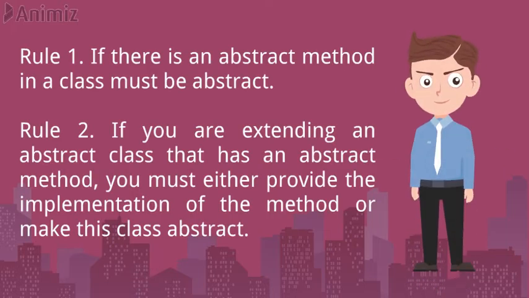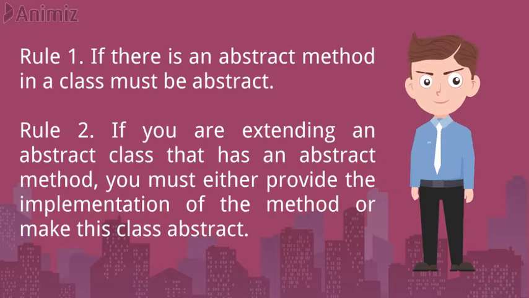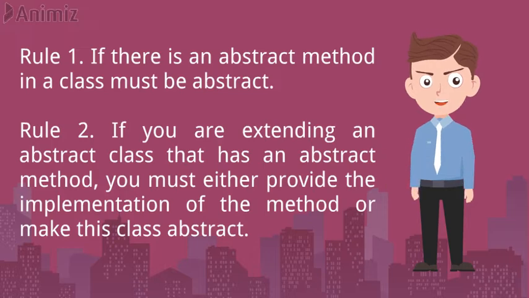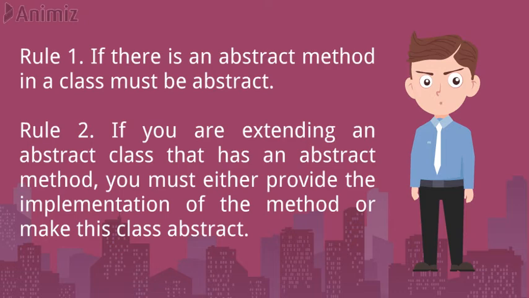Rule 1. If there is an abstract method in a class, that class must be abstract. Rule 2. If you are extending an abstract class that has an abstract method, you must either provide the implementation of the method or make this class abstract.